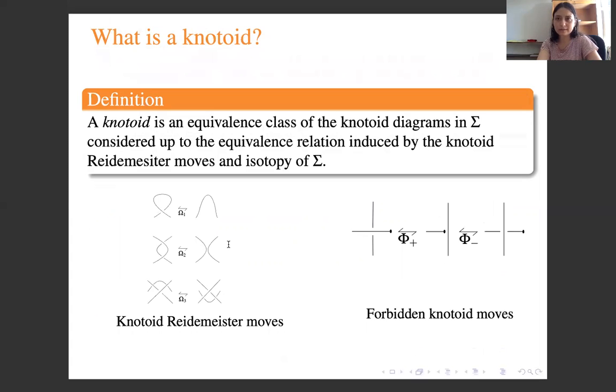We need to be careful just while defining the Reidemeister moves. We assume that the modification disks are free of any of the endpoints of knotoid diagrams. Actually, we forbid to move an endpoint over or under a strand, a transversal strand. By allowing the Reidemeister moves and the isotopy happening in the surface, we define a knotoid to be an equivalence class or an isotopy class of knotoid diagrams in that surface sigma.